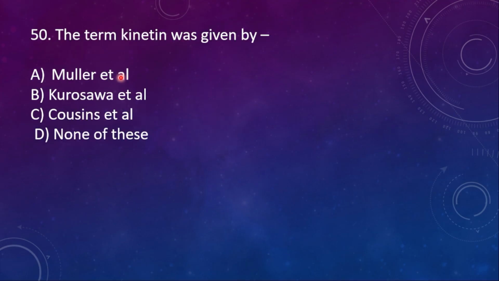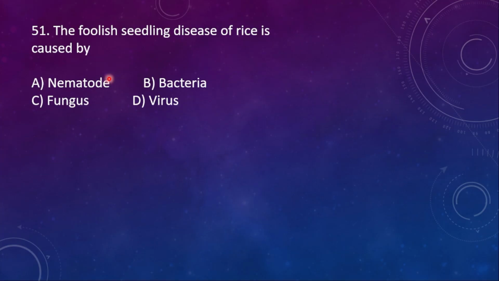50th question, the term kinetin was given by A. Muller et al., B. Kurosawa et al., C. Cousins et al., D. None of these. The term kinetin was given by Muller et al. 51st question, the foolish seedling disease of rice is caused by nematode, bacteria, fungus and virus. So here the right option is fungus.